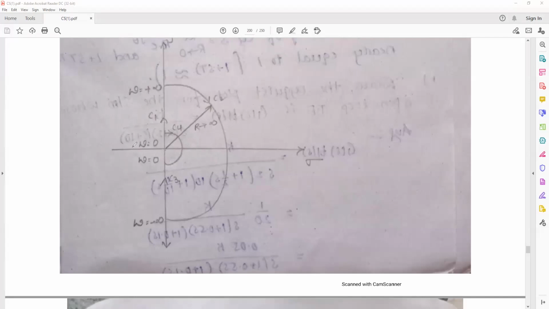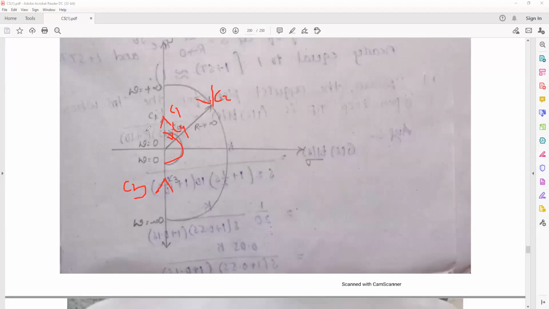So when you draw the Nyquist stability criterion plot, first do the mapping of the four sections. This is the mapping of section C1. This is the mapping of section C2. This is the mapping of section C3. And this is the encirclement. This is the mapping of section C4.